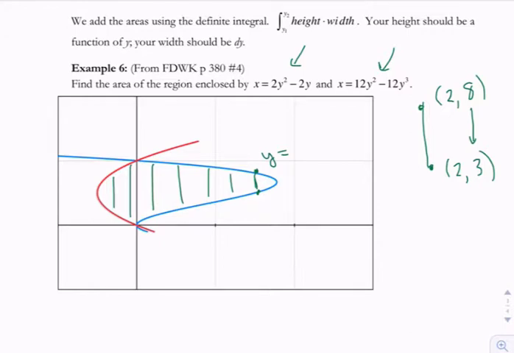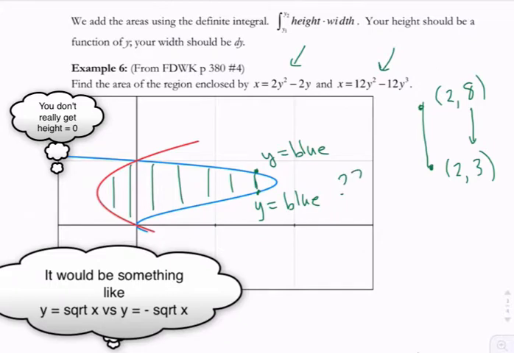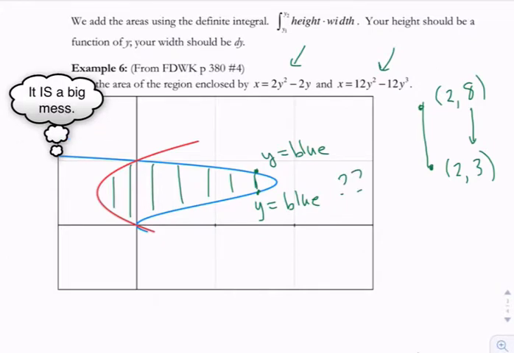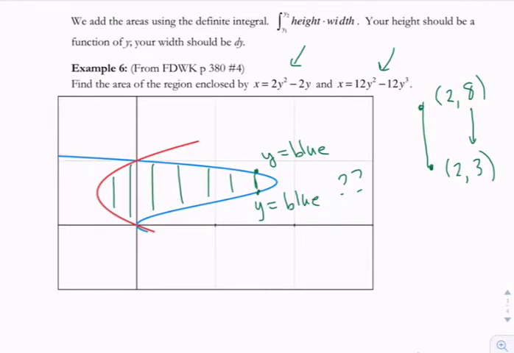Not to mention, they're on the same curve. So if I have y equals the blue minus y equals the blue, don't I get 0? Like, this is a big mess, okay? Now, there's ways to work this out, but it's very, very hard. Sometimes it's actually impossible. So when you have a situation like this, we're going to try a different way.